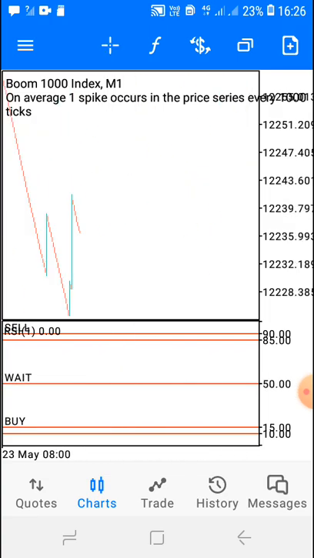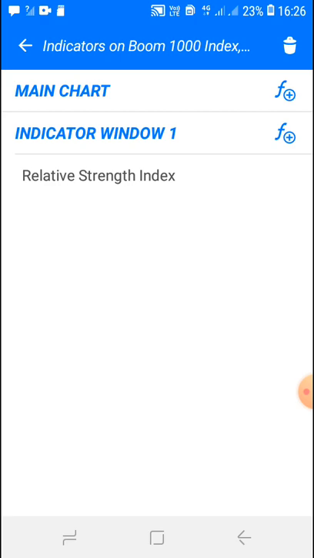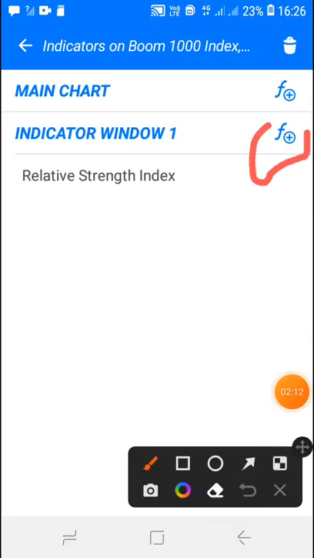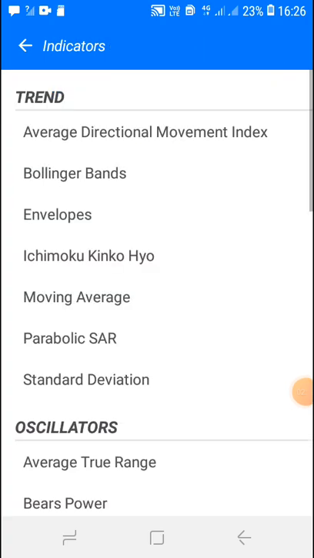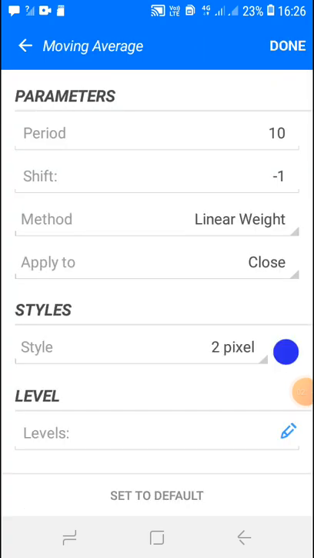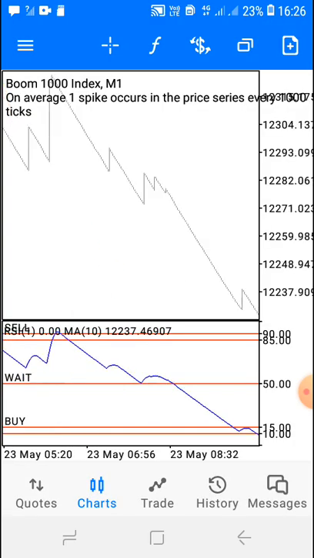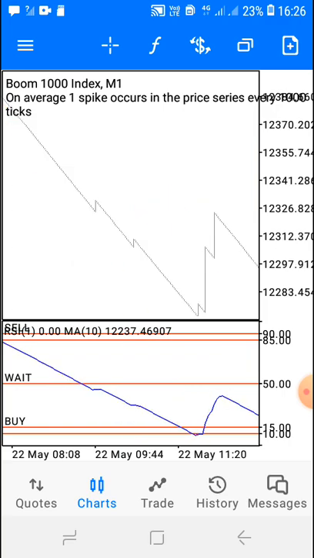So once you have your RSI on the chart, this is the first indicator that you're going to add. Guys, over here you're going to click on the F plus button, indicator window 1. Once you're done clicking over there, you're going to add the moving average. Now make sure that your parameters are like this. The period should be 10, shift -1, method linear weighted, apply to close, style 2 pixel blue. You'll click on that, and as you guys can see, we have our moving average on the chart.